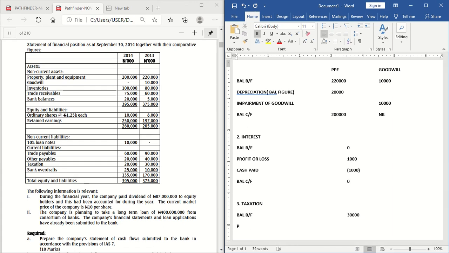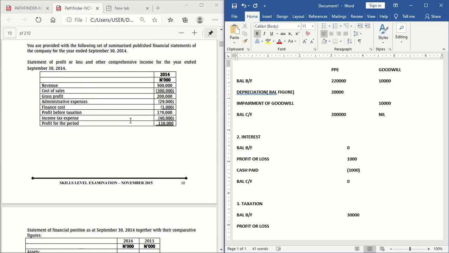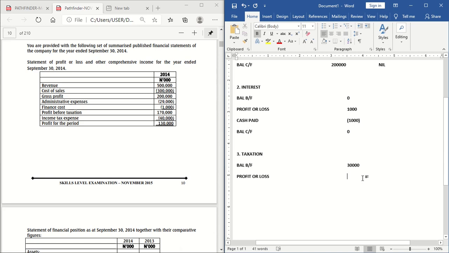I'll go to profit or loss. In my profit or loss, what is our taxation? My taxation in profit or loss is 40,000. If I come to my workings, I can see 40,000. So therefore, the expected balance at the end of the year, if you add these two together, should give you 70,000.